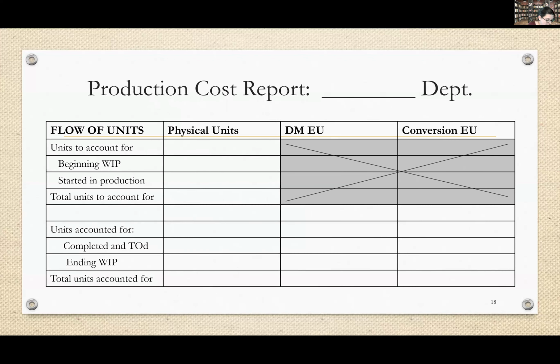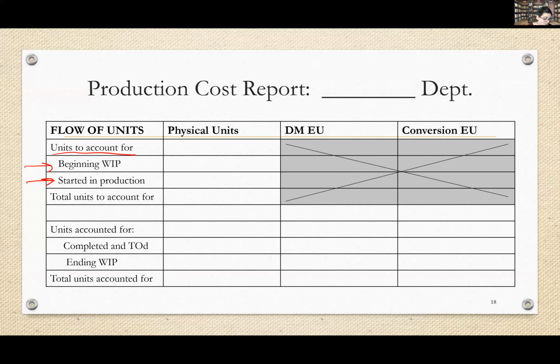So here's an example of the production cost report. This is the top part of it. So remember, there's 2 parts, and the top part of it is going to focus on those units. So we see here we have units to account for. How much was in our beginning work in process? How much do we start in production? These will be our total units to account for.